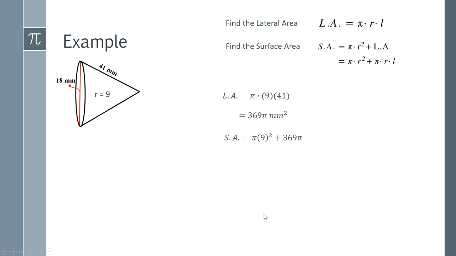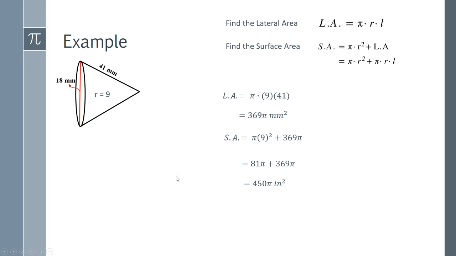And then for the surface area, we're going to add in the area of the circle, which is pi r squared. So pi times 9 squared. 9 squared is 81. We have 81 pi plus 369 pi, which gives us a final answer of 450 pi inches squared. And actually, that should be millimeters squared, Mr. Rowe. Little typo there. That's millimeters, not inches.